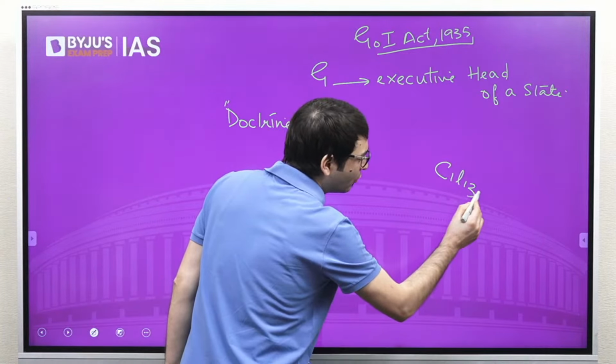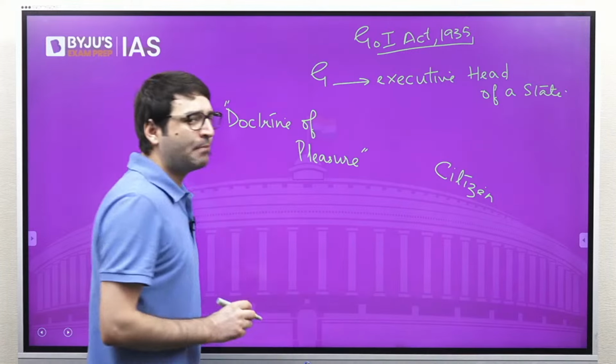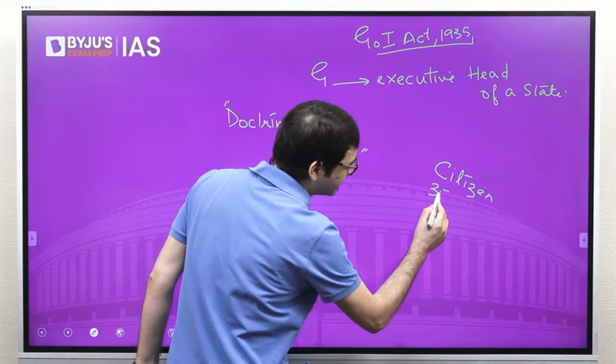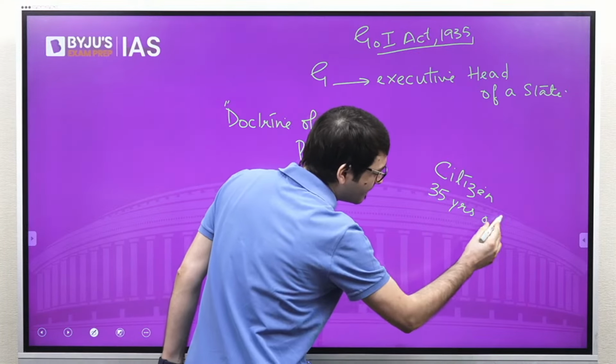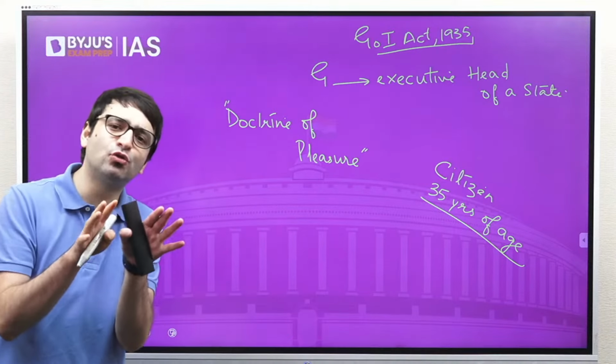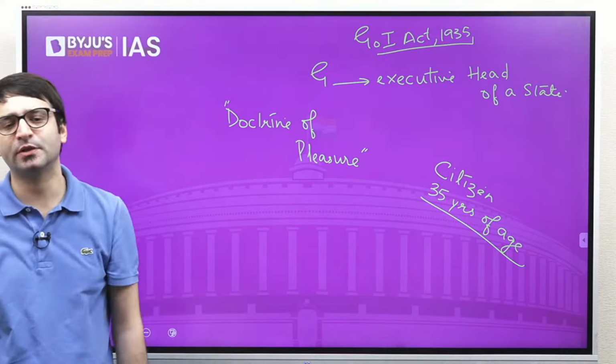Who is this governor going to be? This person shall be a citizen of India and must have completed 35 years of age. These are the only two qualifications mentioned in the Constitution.